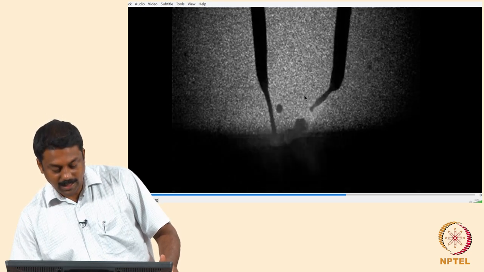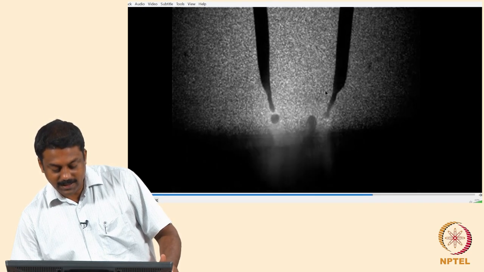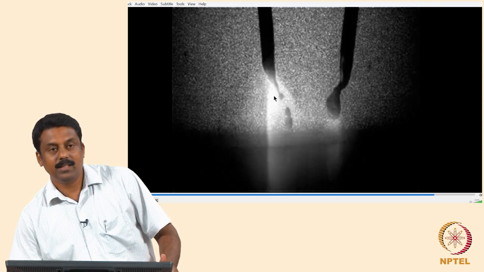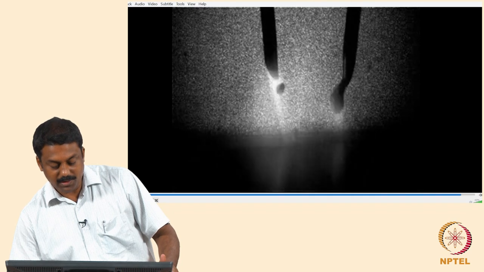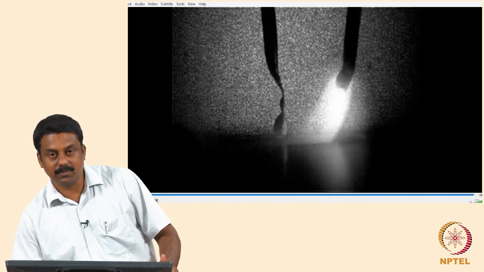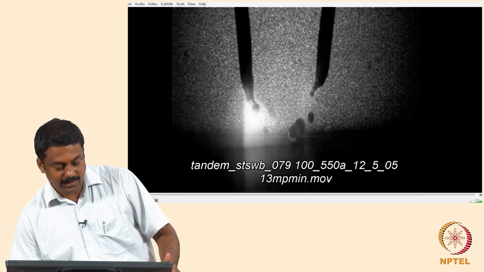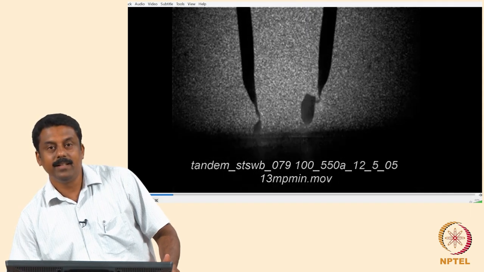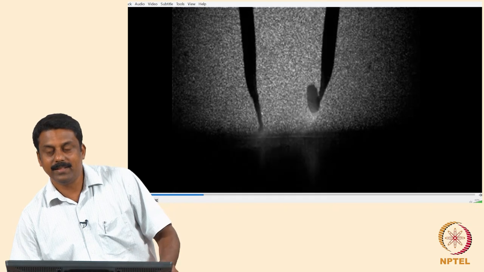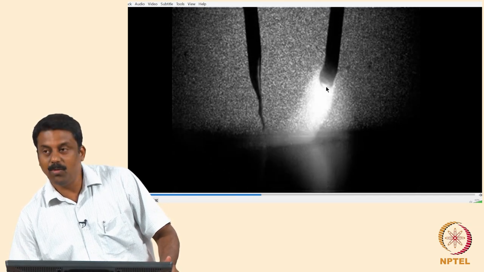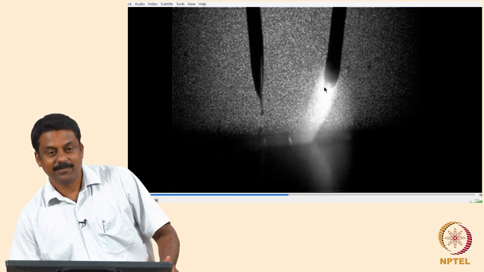The nature of the droplet, how we transfer it, determines the bead geometry as well as the process characteristics. For example, in this case it is like a spray, isn't it? It is coming like an opening tap spray, whereas here the droplets are transferred as individual globules.